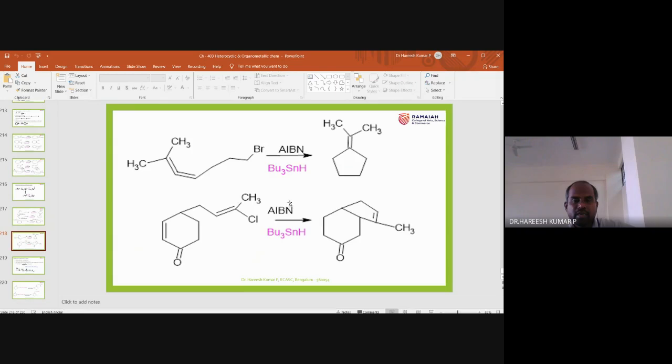Similarly, this is another compound. When a radical is initiated by AIBN, there will be a radical formation here. This radical reacts with this particular bond. How is it reacting? This hydrogen undergoes homolytic cleavage forming a radical here, and both the radicals form a bond. So that is how this product is obtained.